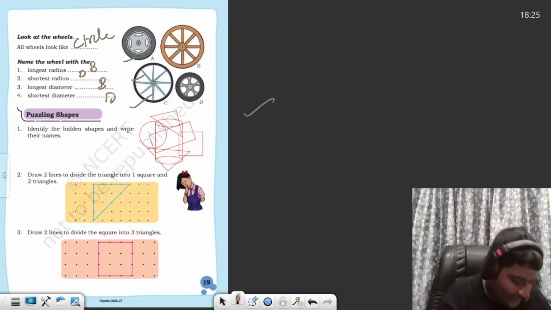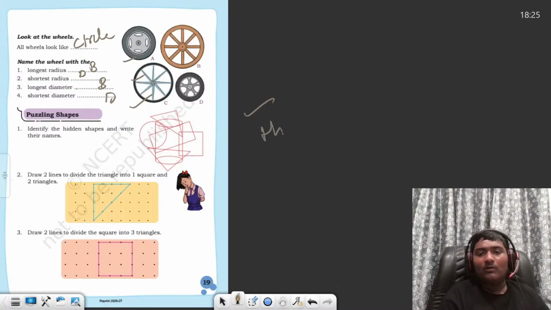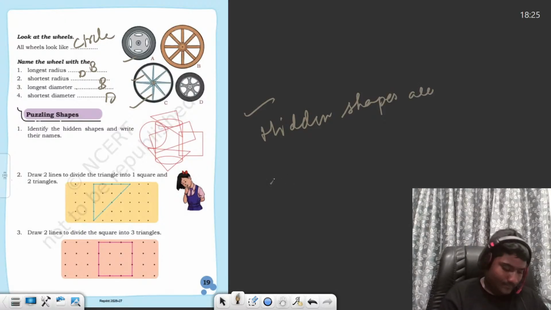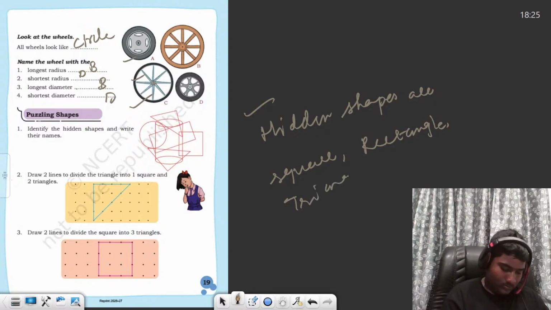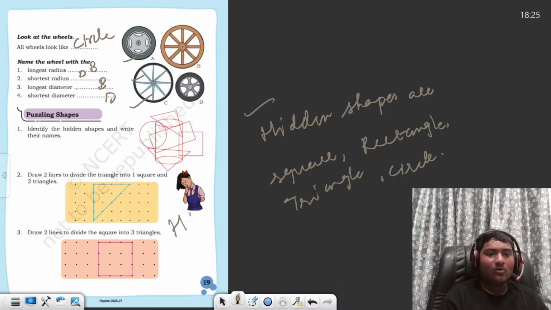Identify the hidden shapes and write their names. Children, what are the hidden shapes, children? Please let me know. The hidden shapes are square, rectangle, triangle, and circle. This will be your homework.